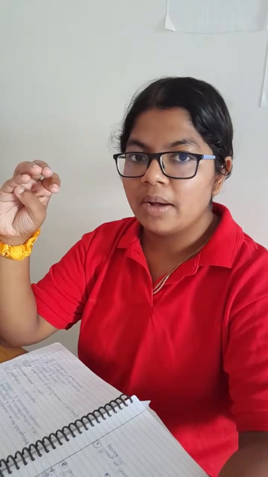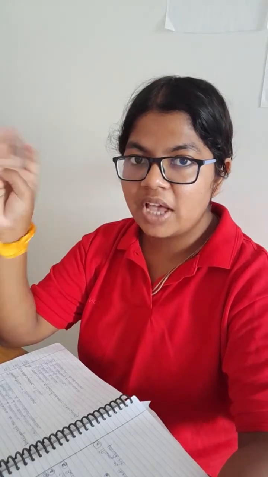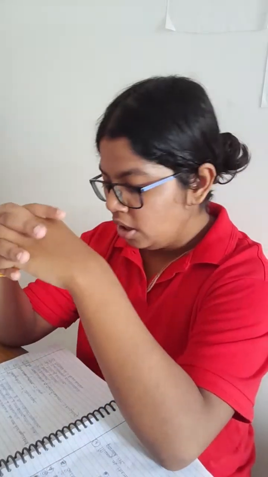Cell wall is absent in many organisms like Animalia, Amoeba, Paramecium and Mycoplasma. So Animalia means the animals. So we are the animals. We don't have any cell wall. So Animalia, Amoeba, Paramecium and Mycoplasma, they don't have a cell wall.